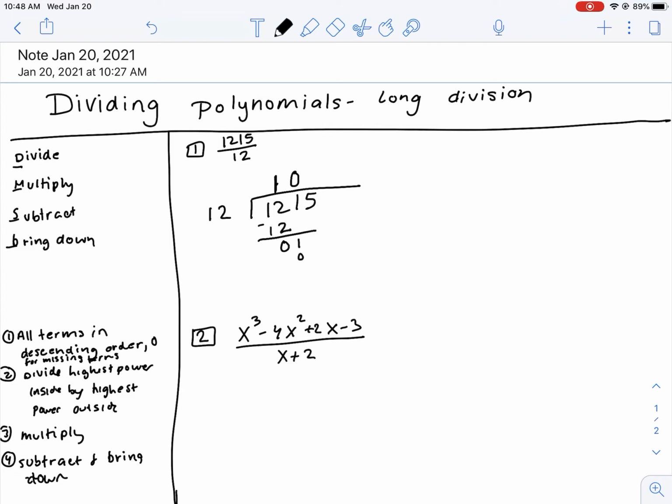So 0 times 12 is 0, so we subtract again, and we bring down the 1. And then the 5. How many times does 12 fit into 15? One time. So 1 times 12 is 12 again. Subtract, 3. And there are no more numbers. So there's my remainder. So it fits 101 times with a remainder of 3. So we can write that as a fraction.